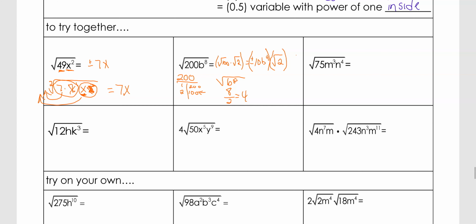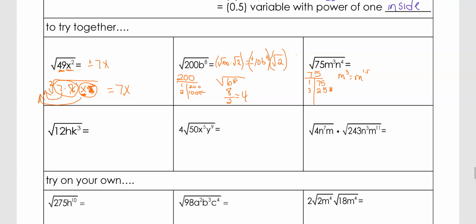radical symbol. So now we're going to do the square root of 75 m to the 3rd n to the 4th, and we're going to do each of these parts. So we're going to factor 75. So that's 1 and 75, 3 and 25. And again, we have our perfect square here. So we're going to factor m to the 3rd. So if we want to do that, it's going to be 3 divided by 2. So m to the 1.5.